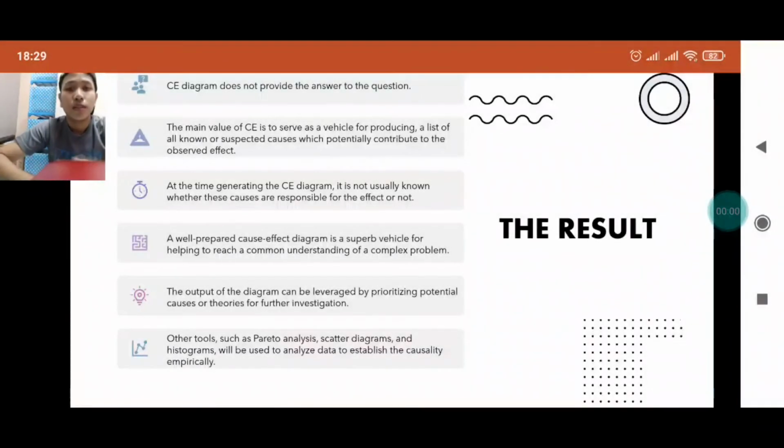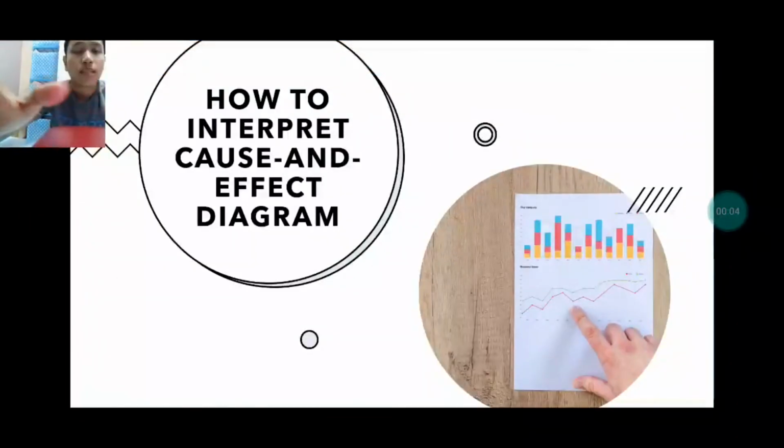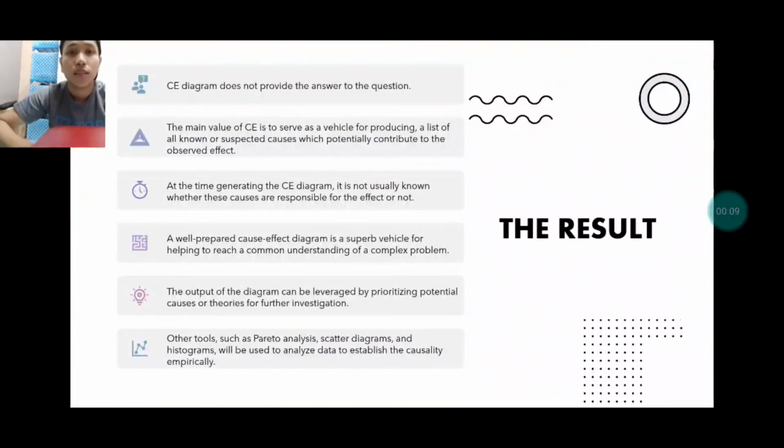Okay, Assalamualaikum and hi to everyone. So what I'm going to explain now is how to interpret the cause and effect diagram. Okay, the first one is the result. The CE diagram does not provide the answer to the question, because the main value of this CE diagram is to serve as a vehicle for producing a list of all known or suspected causes which potentially contribute to the observed effect. At the time of generating the CE diagram, it is not usually known whether these causes are responsible for the effect or not.